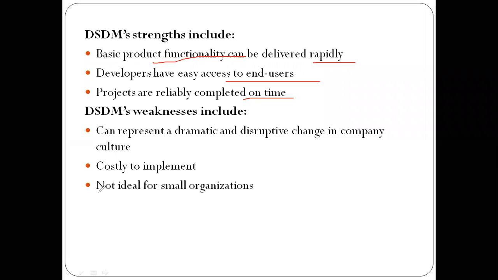Coming to the weaknesses, it can represent dramatic and disruptive change in company culture. Suppose sometimes the developing team will take their own decisions. So automatically the culture of a company may change based on those decisions, isn't it? It's one of the drawbacks. And the second one is costly to implement. They are trying to implement within a budget, but based on their dynamic decisions, it may take more budget than they estimated.